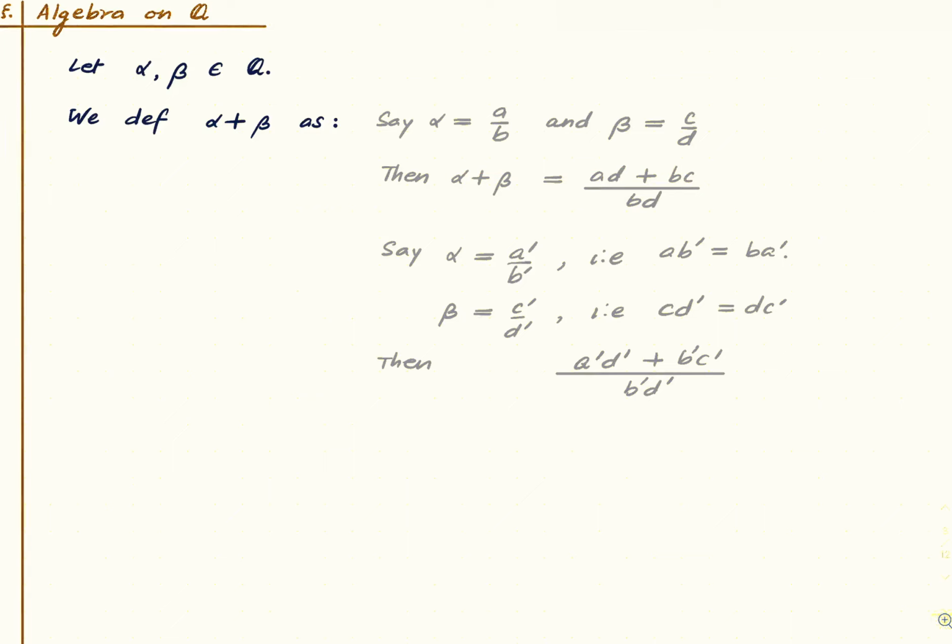Similarly, we define multiplication. So define alpha times beta as, this is much simpler. Say alpha is again A by B and beta is C by D. Then alpha beta is declared to be AC by BD. And again, one needs to check the well-definedness, but that's even easier in this case. All right, so this is how we add and multiply rational numbers.